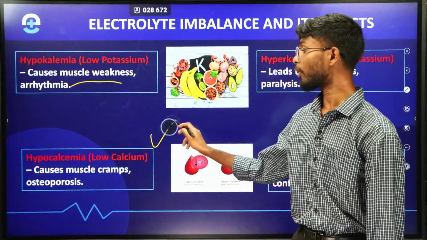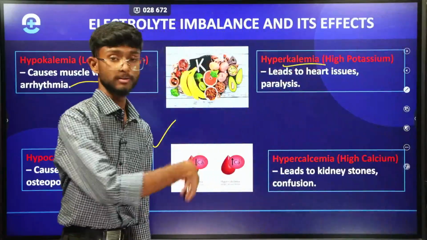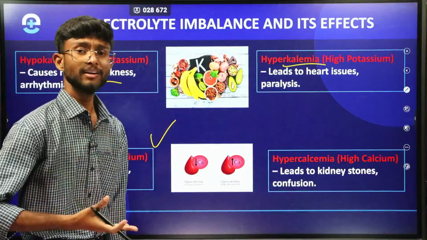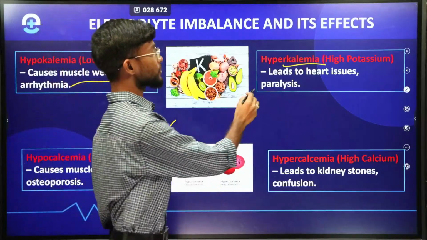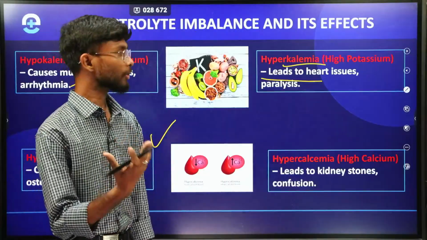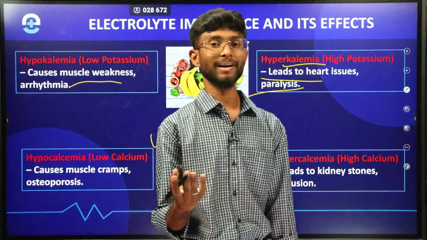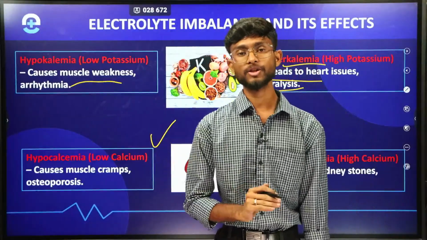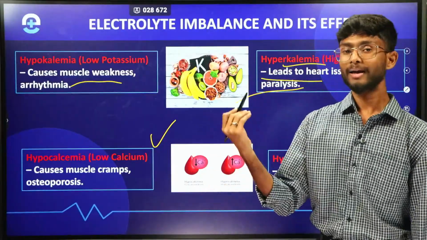Next is hyperkalemia. Hyperkalemia means an increased amount of potassium, which leads to heart issues, that is, relating to the cardiac system, and also paralysis. Due to the high concentration of potassium, that leads to hyperkalemia.